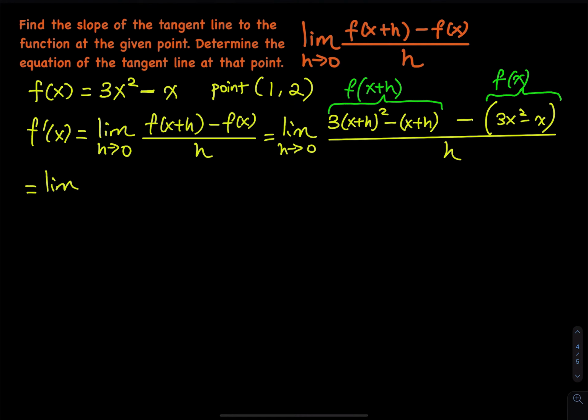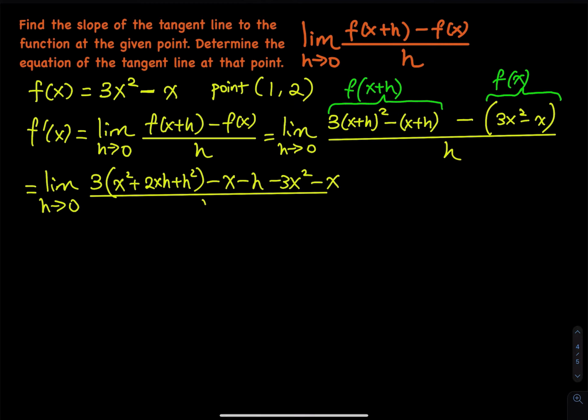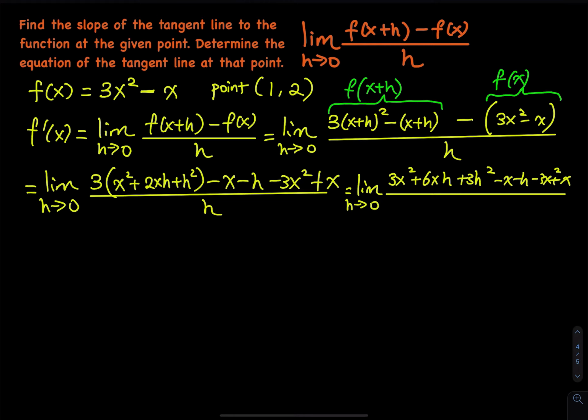Equals limit as h approaches 0. So we should draw a long fraction bar, and then we have 3, and then you square that, becomes x squared plus xh plus xh, so that will be 2xh plus h squared, and then minus x minus h minus 3x squared plus x, and then divided by h. And then the next step is you distribute the 3, so you have limit as h approaches 0, 3x squared plus 6xh plus 3h squared minus x minus h minus 3x squared plus x. So this is supposed to be a plus x, and then you have the whole thing divided by h.